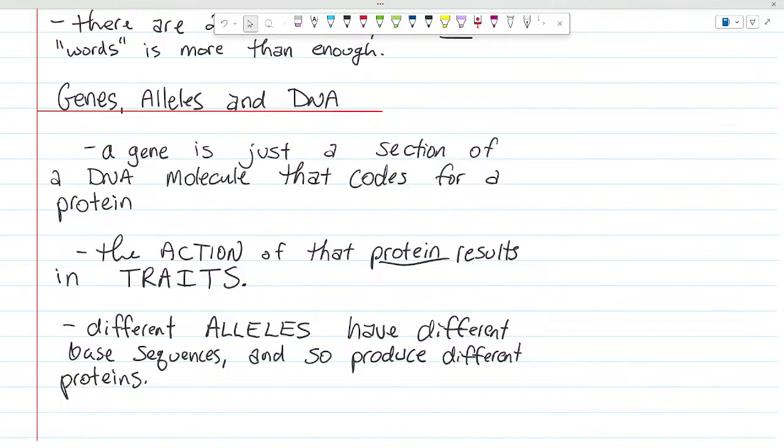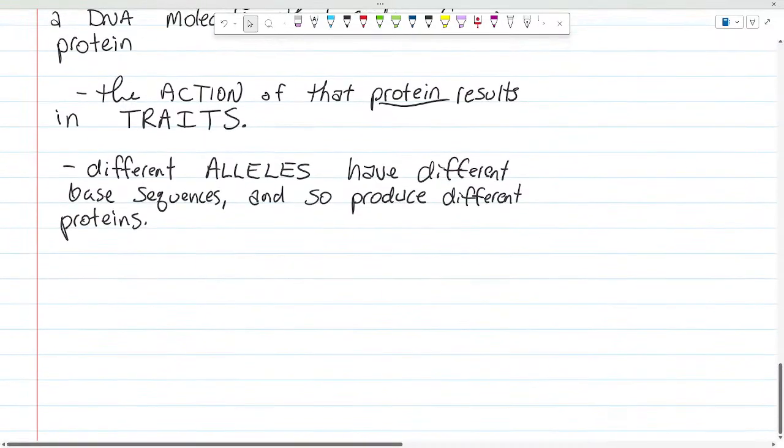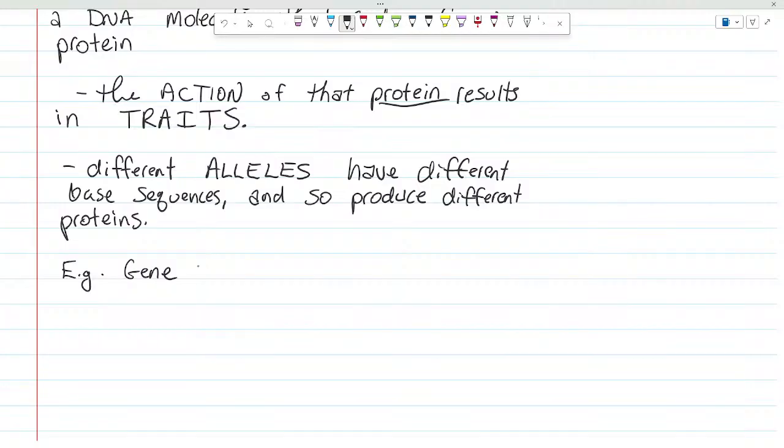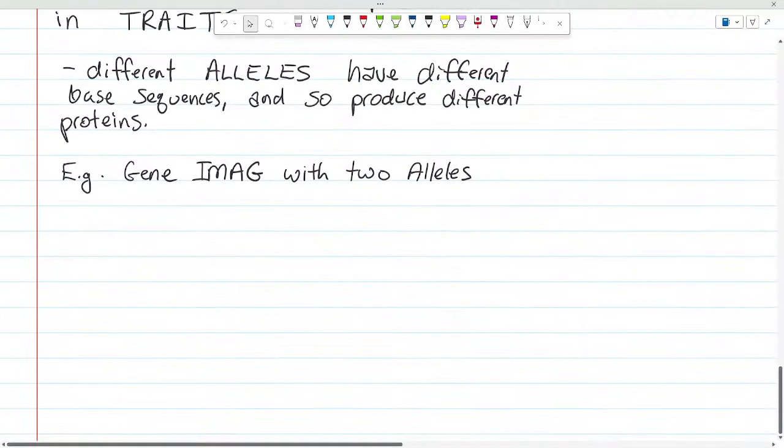So let's imagine then, gene IMAG. Genes often have little three or four letter codes. So we're going to go IMAG for the imaginary gene we're looking at. We're just giving it a name, a name for us. So we could imagine a gene with two alleles, right?